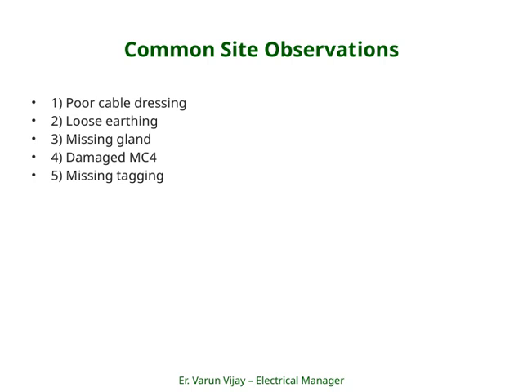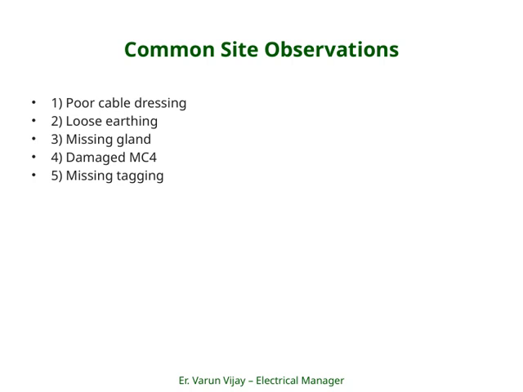Next, we have loose earthing. When earthing connections are not secure, it can cause electrical faults or even pose safety risks. Ensuring that earthing is solid and reliable is crucial for protecting both personnel and equipment.